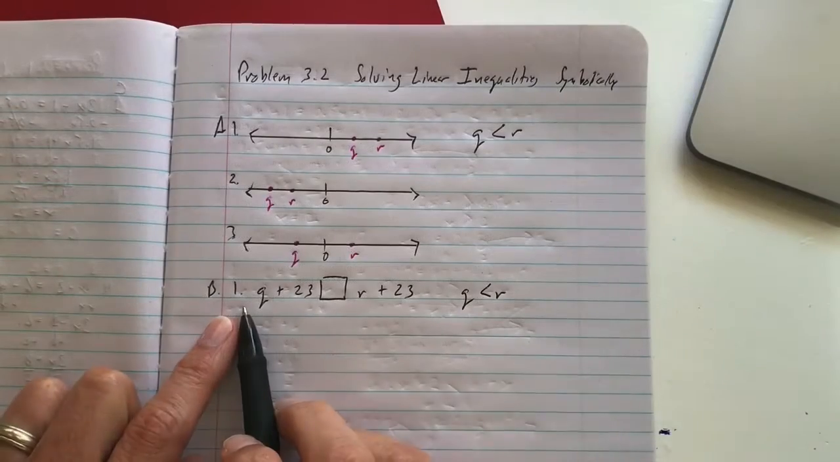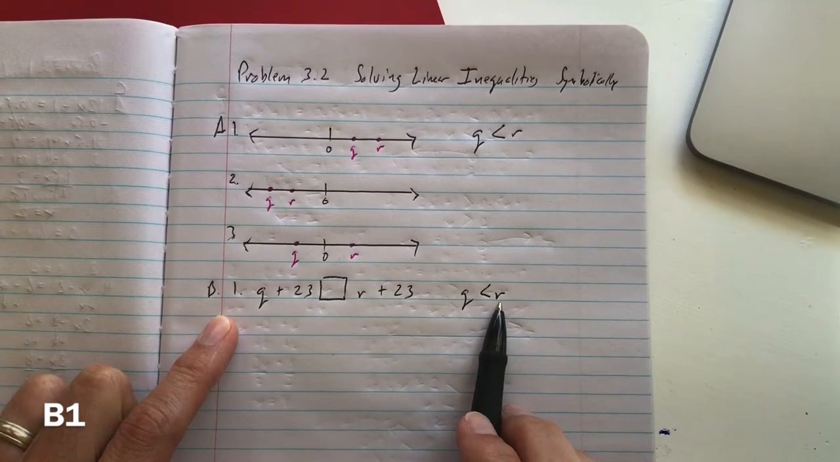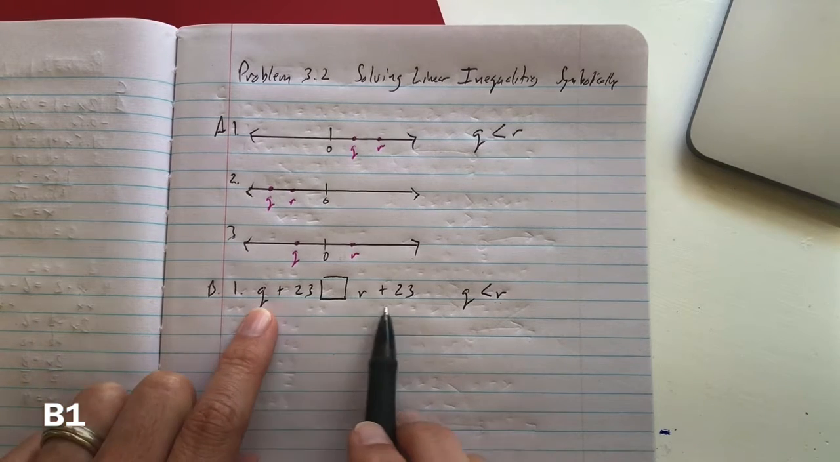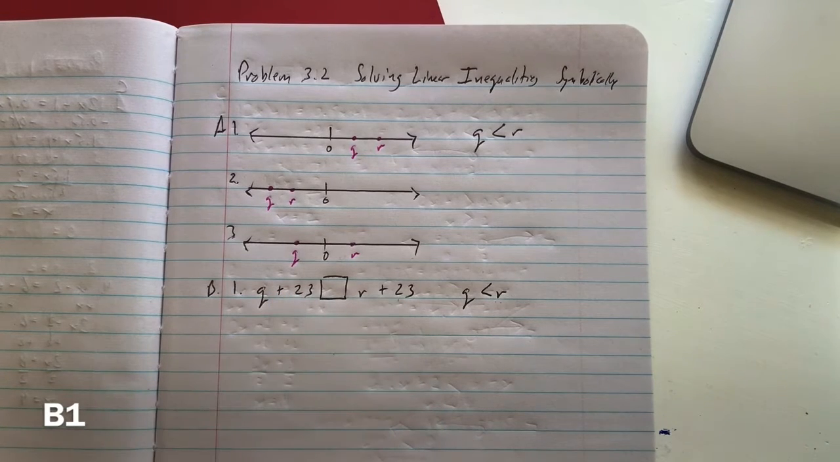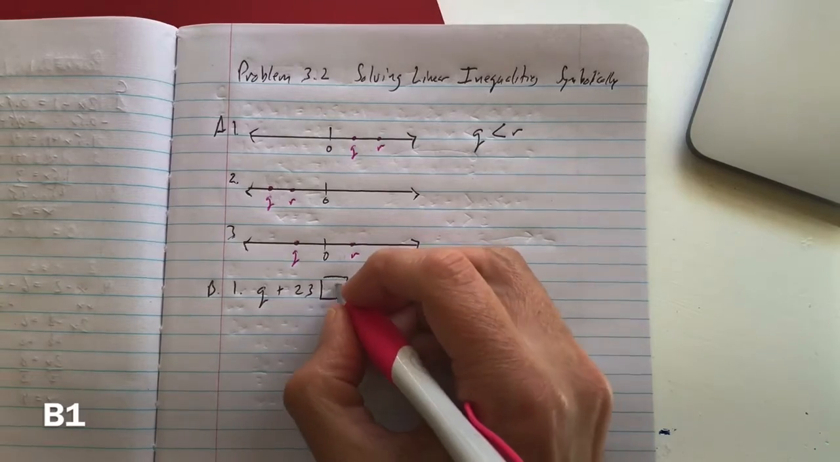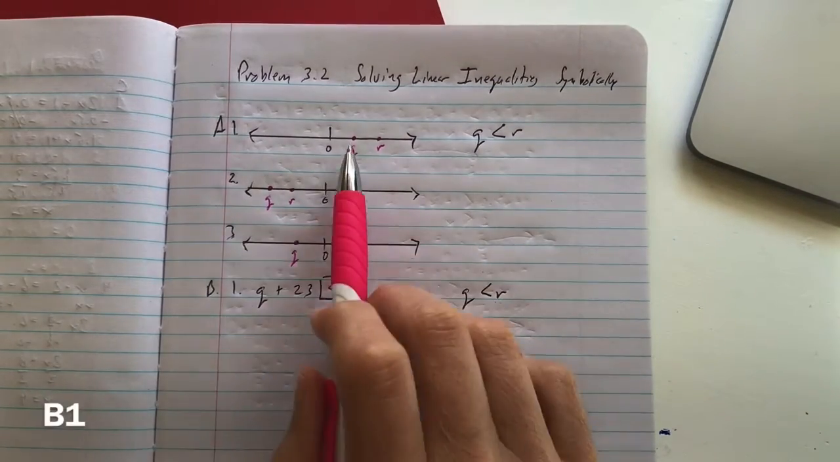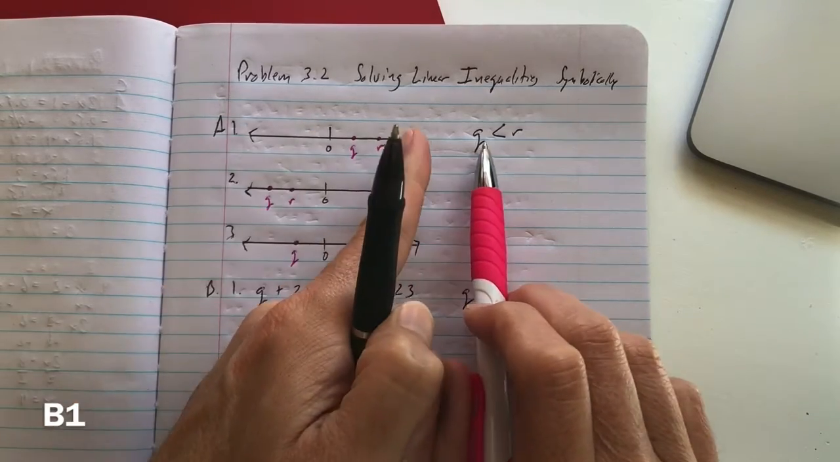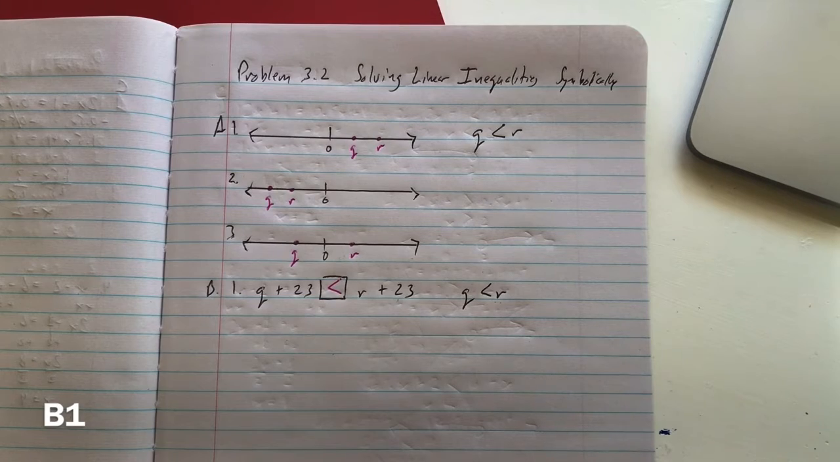All right, B1. We're still remembering that Q is less than R. And so we're looking at what would happen if both sides had 23 added to them. It would still end up being the same situation because we would be adding the exact same amount. So Q would still be less than R. And also you can see from what we had up here, if I added 23 to both of these, they would both just shift over. So it would still end up being true in that case.